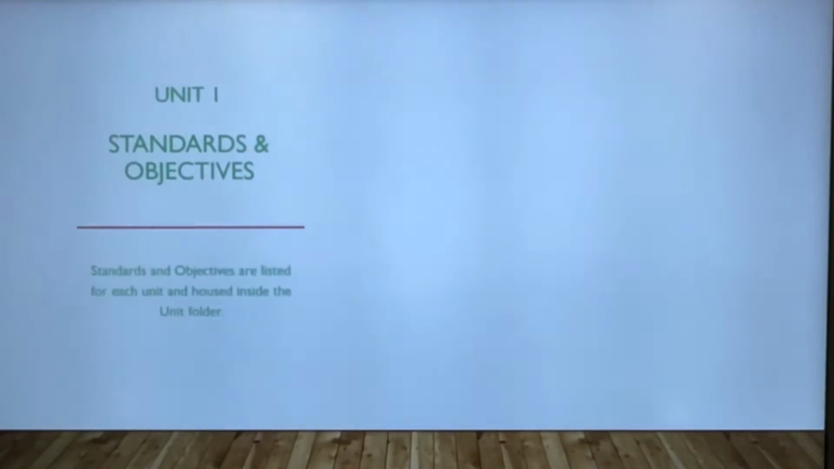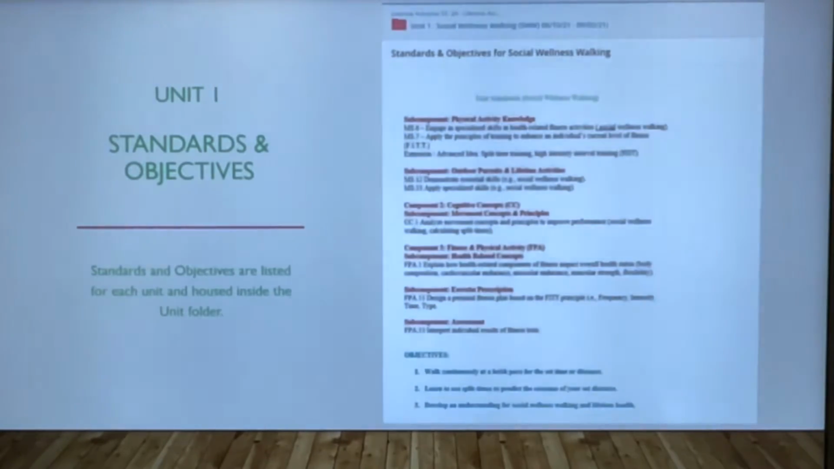Unit 1 Standards and Objectives. Standards and objectives are listed for each unit and housed inside the unit folder, and they are listed there for the student's resource. For Social Wellness Walking, we highlighted the advanced idea of split time training and taught students how to calculate their split times in order to decrease their overall time for walking.